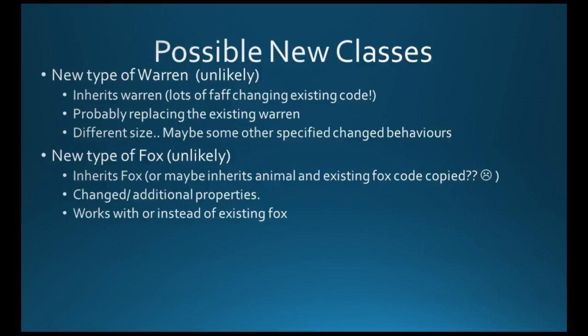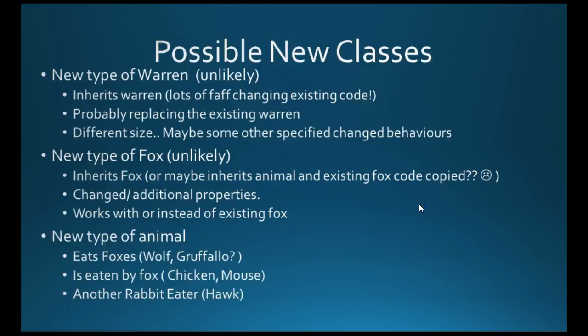New type of fox. Again, either you're going to be copying and pasting a load of code, or you're going to be inheriting and making lots of changes to existing code that's quite samey. You got a lot of time in this exam, but I don't think they'll get you to waste it in that way. So that kind of leaves a new type of animal, or a completely new class, by the way. Could be dustbins for the foxes, that just provide a food source. But let's go for a new type of animal. It inherits animal. Maybe it eats a fox.